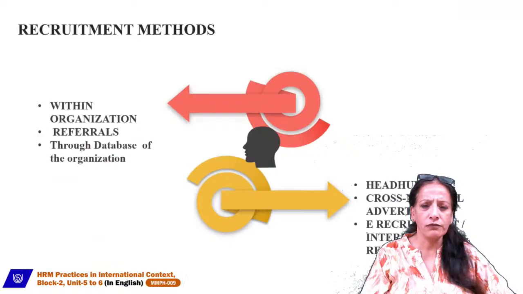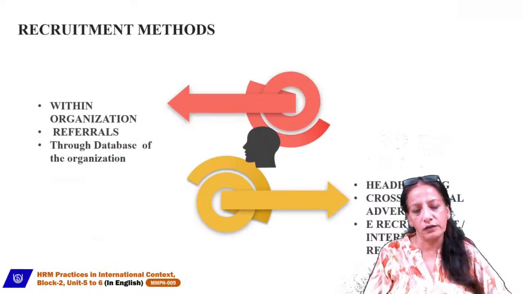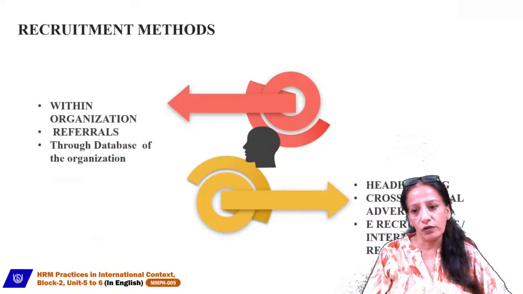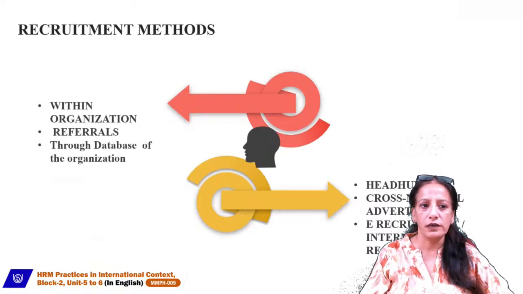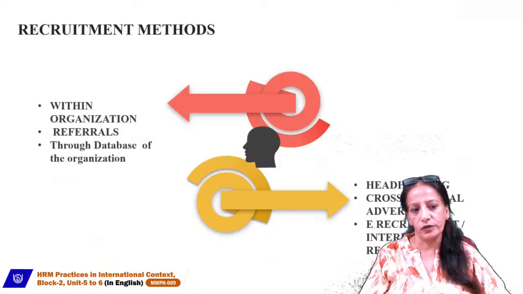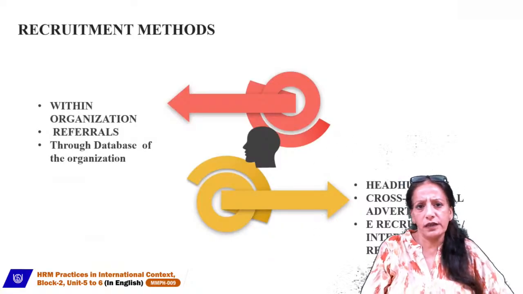So the full database can be scrutinized and seen again, and the best candidate can be picked out of that. Or in case it is not possible within the organization, the organization takes help from cross-national advertising. They go for headhunting. E-recruitment is now common, and reaching candidates is very easy through internet recruitment. There are many consultants who work only on international recruitment; that is their expertise.